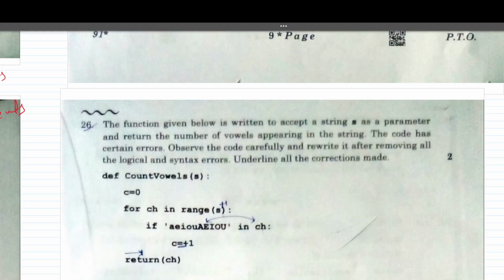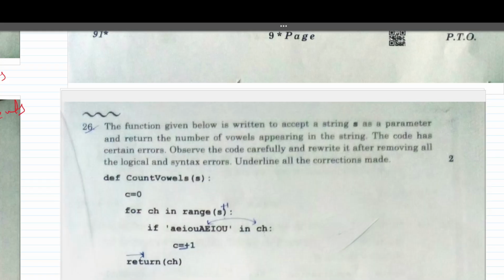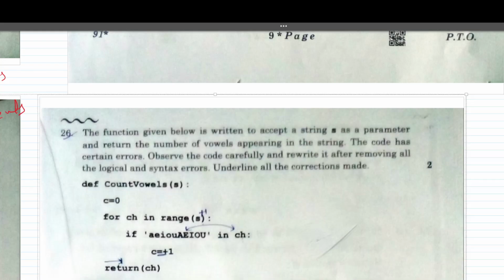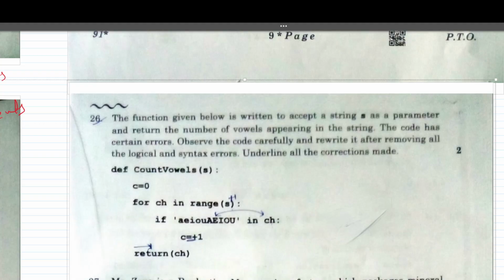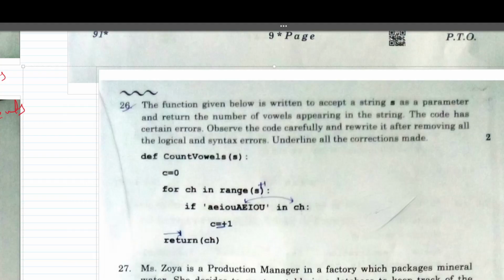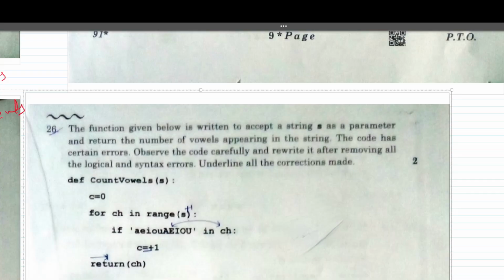So at first it is given def count vowels, there is a string s, colon, absolutely correct. No change needs to be done over here. So this is correct. Then c is equal to 0. Okay, c is equal to 0 is taken. We will be checking this later, whether it is useful or not. For ch in range, yes.